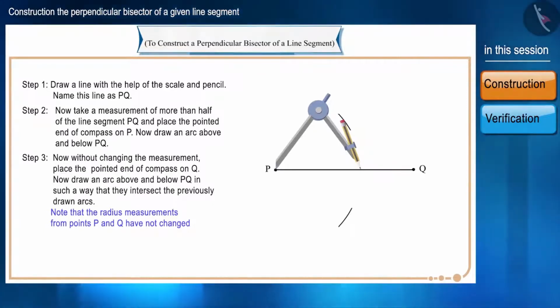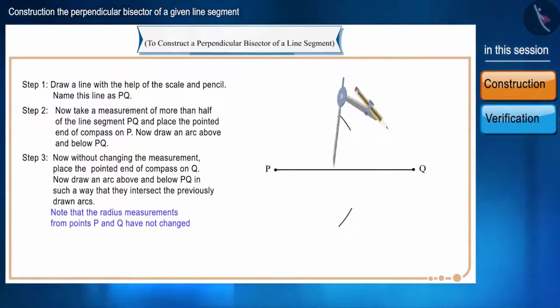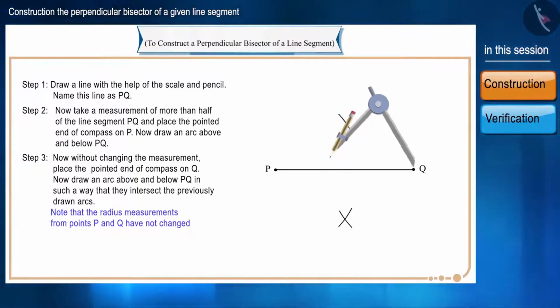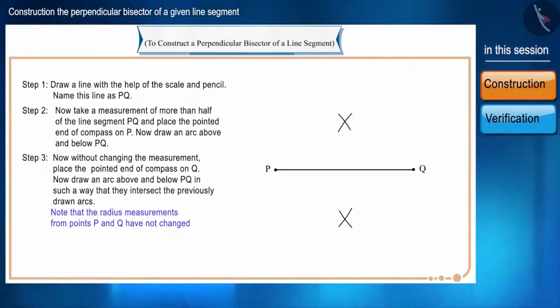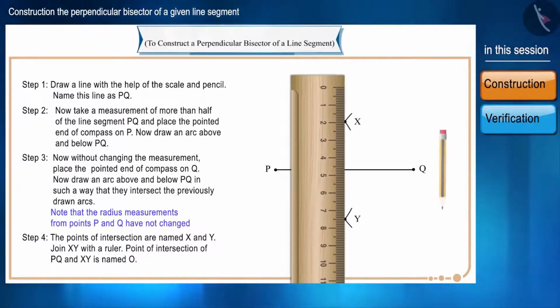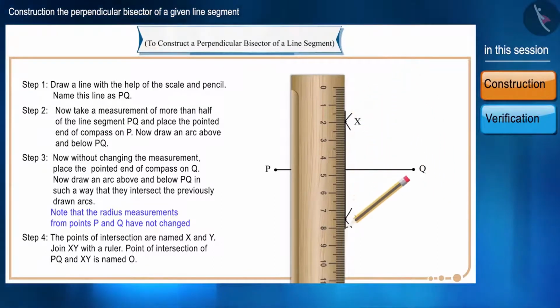Now without changing the measurement, place the compass pointed end on Q and draw arcs below and above PQ in such a way that they intersect the previously drawn arcs. Note that the measurement of the radius from points P and Q has not changed. Let's name the intersecting points X and Y respectively, and with the help of a scale, join XY.